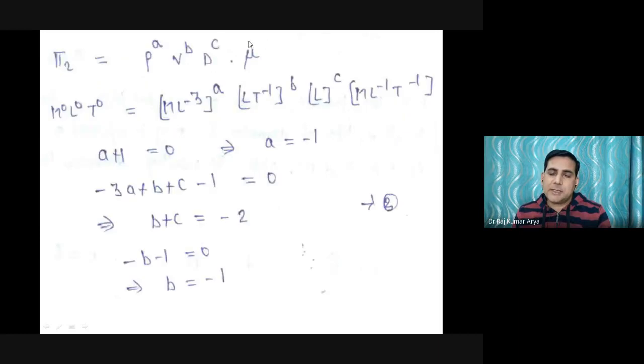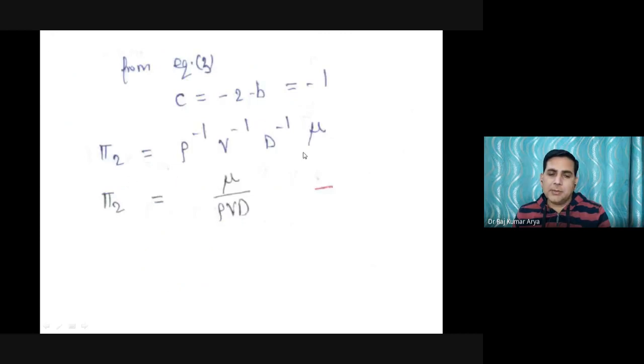In the same way, your next variable is viscosity. You take all the repeat parameters, put powers a, b, c, put the dimensions, and calculate again the constants a, b, c. Once you calculate all these constants, you get the next dimensionless parameter, pi 2, which is mu upon rho vD, the Reynolds number.